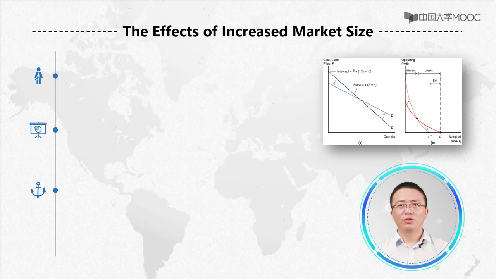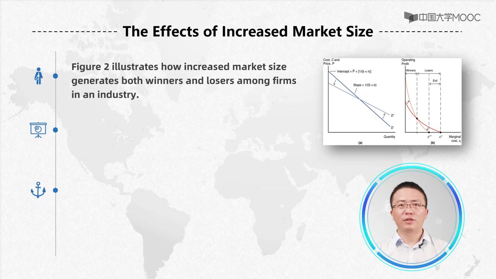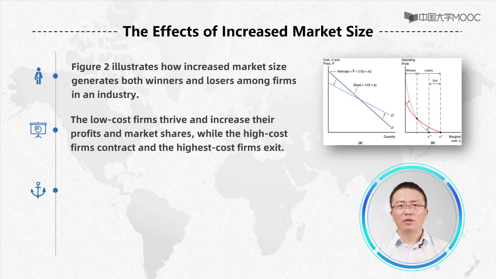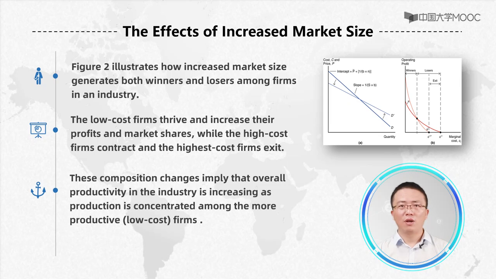To sum up, Figure 2 illustrates how increased market size generates both winners and losers among firms in an industry. The low-cost firms thrive and increase their profits and market shares, while high-cost firms contract and the highest cost firms exit. These composition changes imply that overall productivity in the industry is increasing as production is concentrated among the more productive or low-cost firms. And that's all for this section.